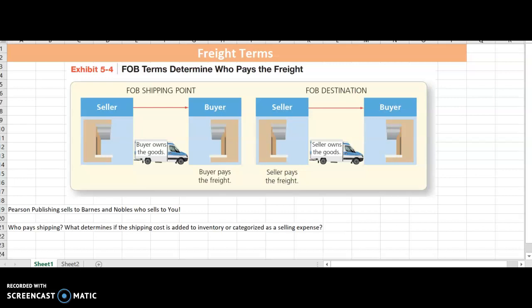It will be listed on our invoice as either FOB shipping point or FOB destination. FOB stands for free on board. And this is going to tell us who is responsible for the payment and how we are going to account for it. So let's look at the one on the left, FOB shipping point.